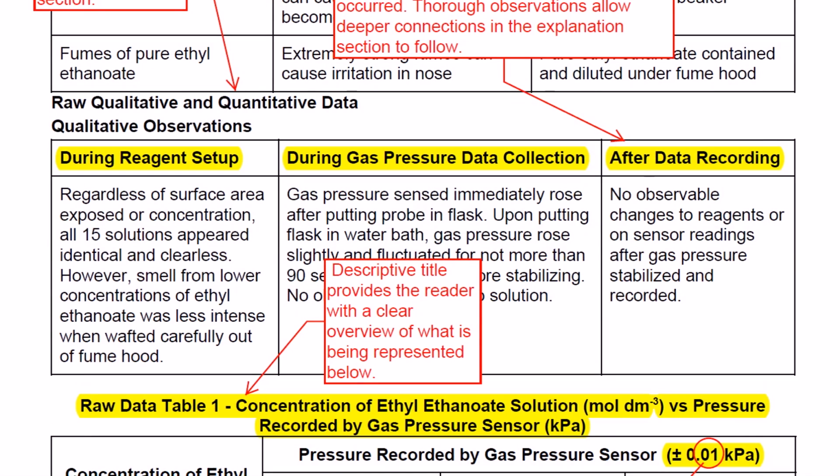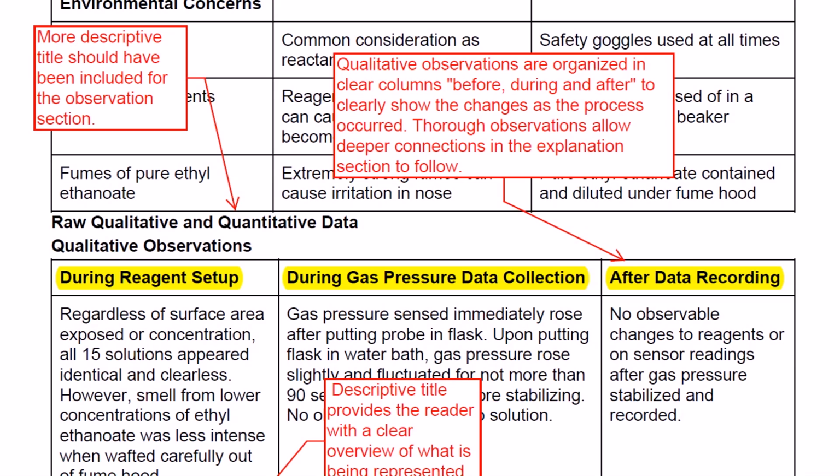So when you're creating qualitative observations, there are a couple of things that you should be cognizant of. First of all, do you have a descriptive title? In this particular case, the student writes raw, qualitative, quantitative data. However, we have really no idea what kind of chemical process has been occurring in this case. So as you can see, the descriptor box here says more descriptive titles should have been included for the observation section.